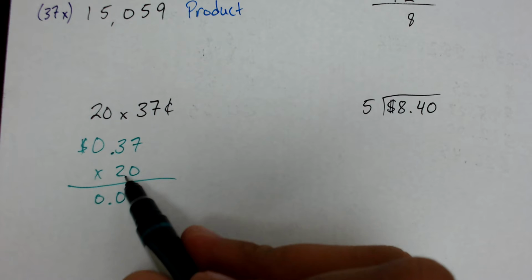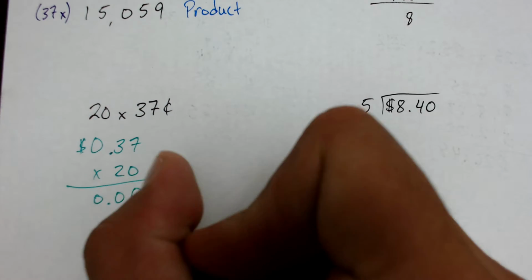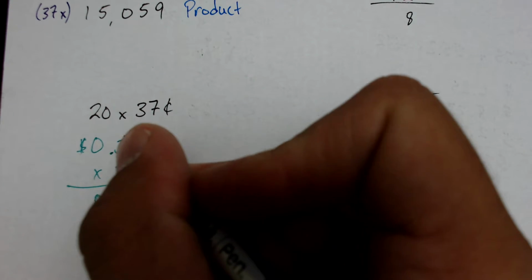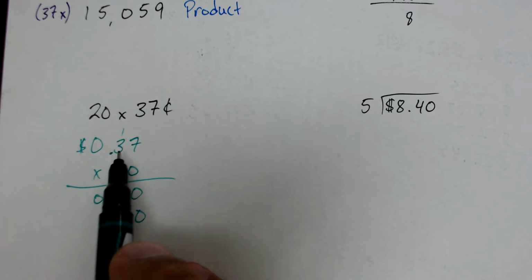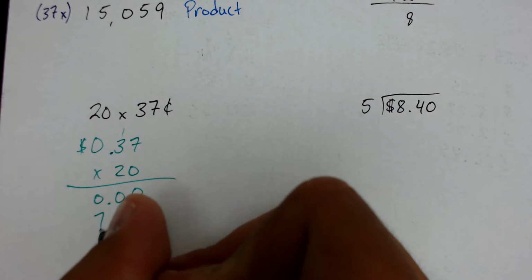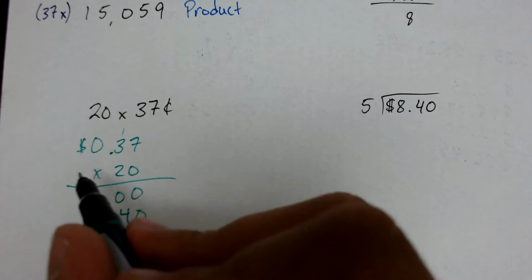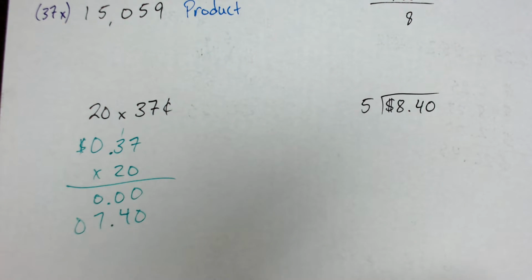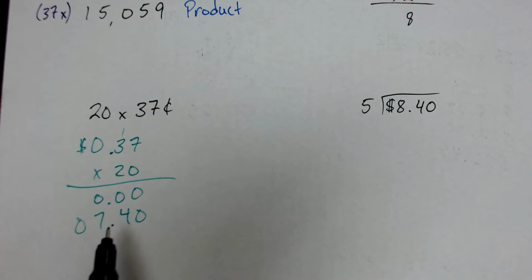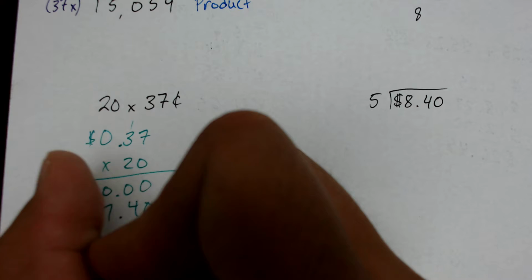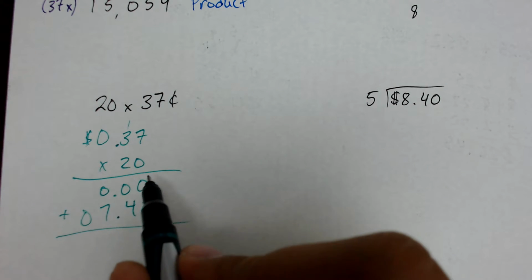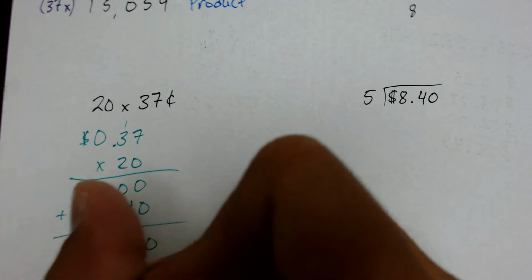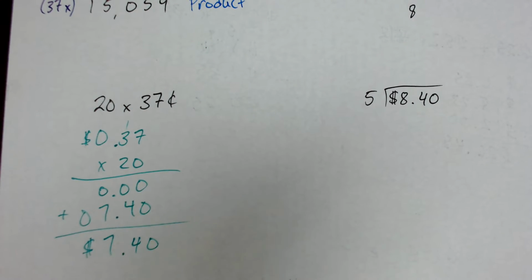Now I'm in the tens place. So if I'm in the tens place, I put my placeholder 0 before I start multiplying. 2 times 7 is 14, carry the 1. 2 times 3 is 6, plus 1 is 7. And 2 times 0 is 0. And then I'm going to take this decimal, I'm going to drag it down. So what that does is it makes sure that my answer is correct. So when I add, what I end up getting is $7.40. 40 cents for my answer.